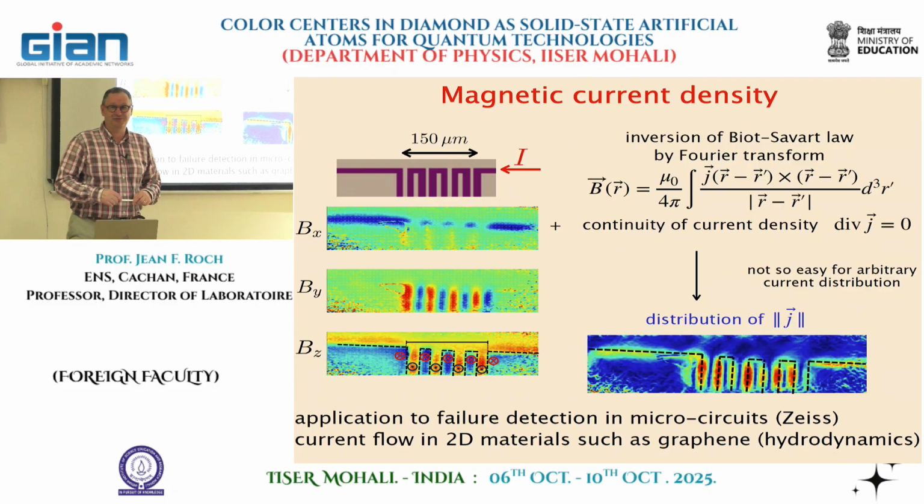And unfortunately, we didn't patent it. But now it's a product by Zeiss. It has also been employed after our work to do some very beautiful work to try to understand how the current flows in 2D materials, such as graphene or other materials. So it's really a tool to investigate current properties with a resolution in the micrometer range.